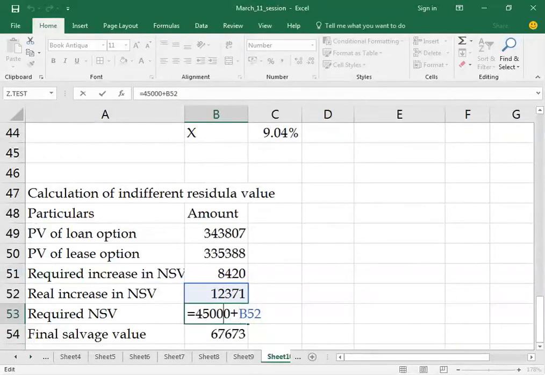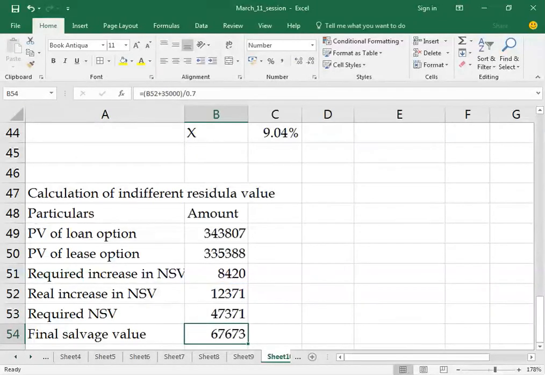Just a minute. Yeah, tell me. Present value of the loan option is 343,807, that is after considering tax. Yes, correct. So when we are taking the lease option after considering tax, why are we computing the salvage value before tax? I am not computing salvage value before tax.